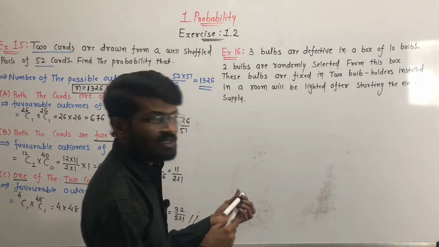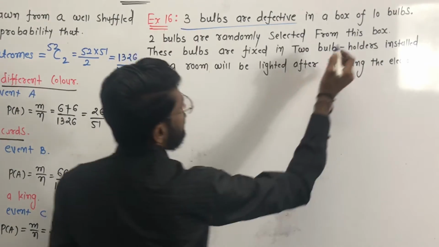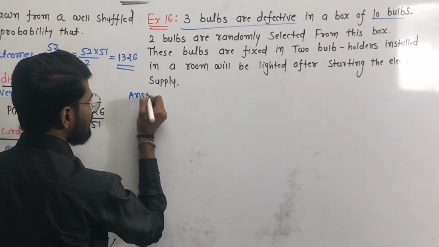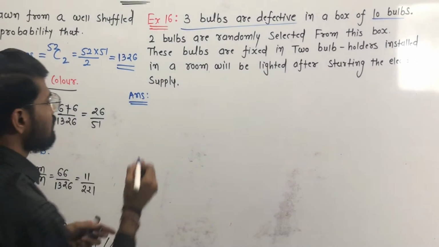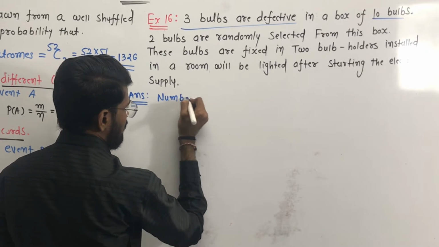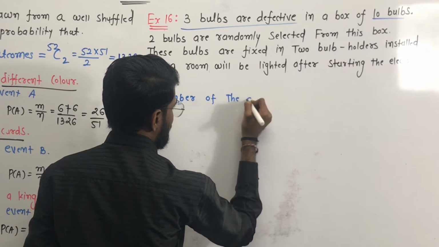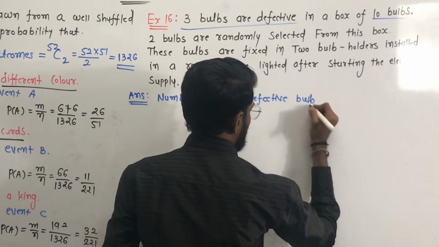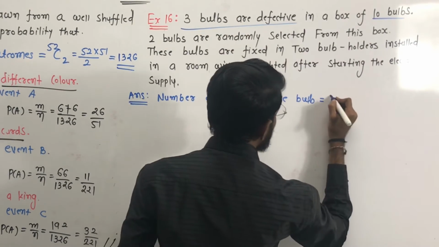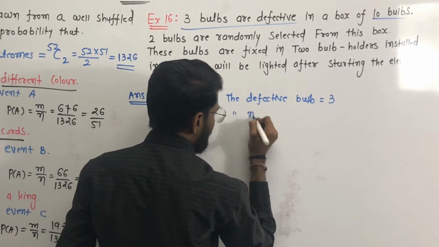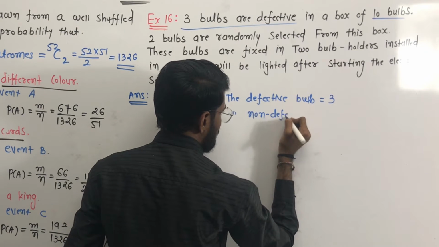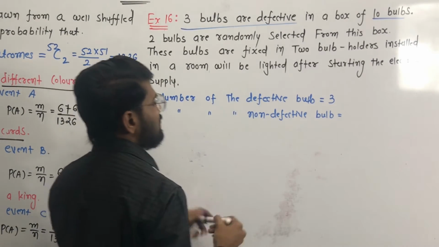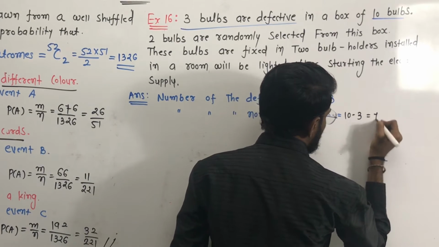Okay, now we are coming to example number 16. Example number 16 is that 3 bulbs are defective in a box of 10 bulbs. So first of all we write the number of defective bulbs and the number of non-defective bulbs. Number of defective bulbs is equal to 3, and number of non-defective bulbs is equal to 10 minus 3, which is equal to 7.